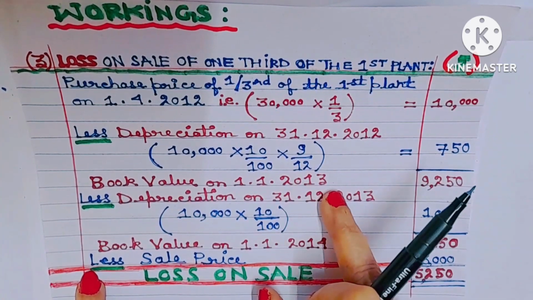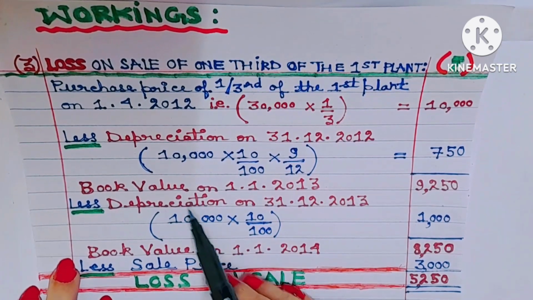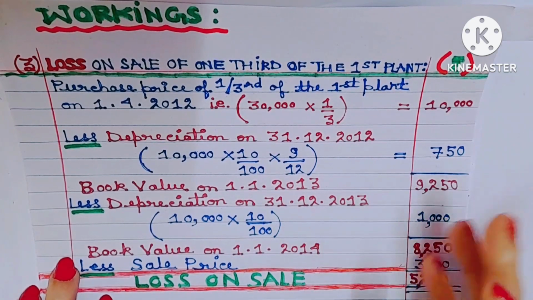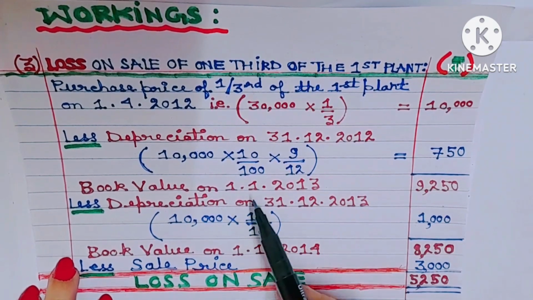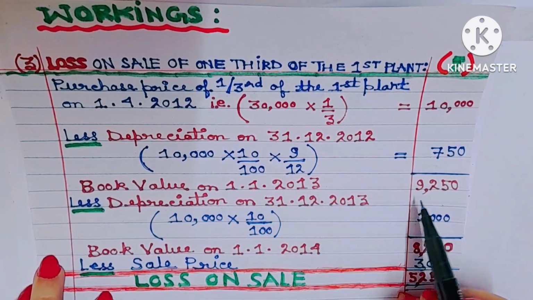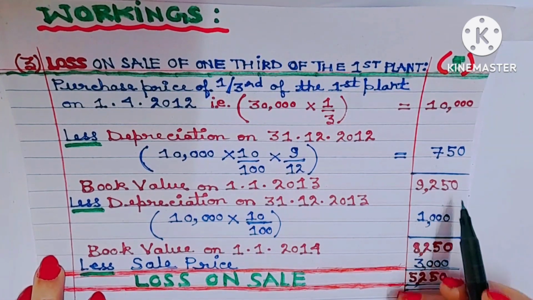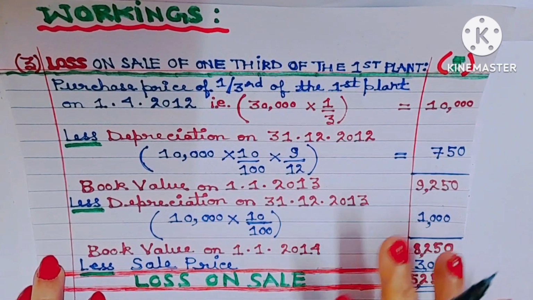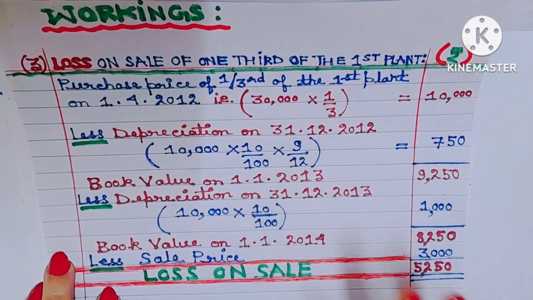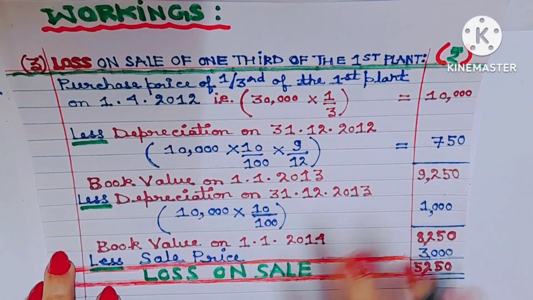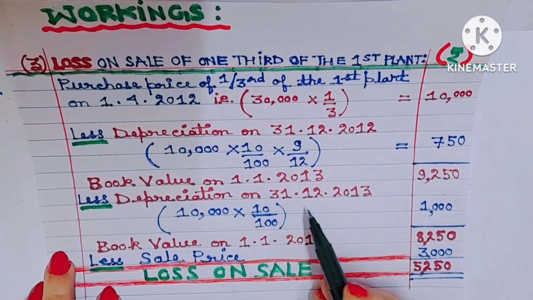What is book value? Book value is equal to the cost of the plant minus depreciation for the year. Okay. So, book value on 1st January 2013 is 9,250. We've got to charge depreciation again till the date of sale. Understood? Less depreciation on 31st December 2013.